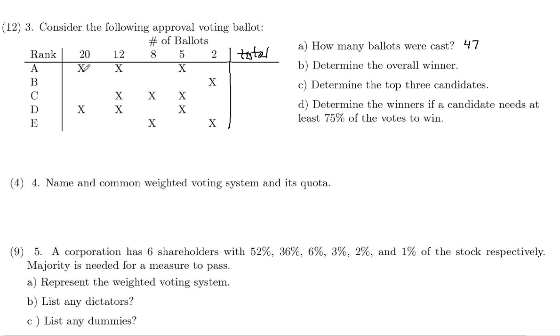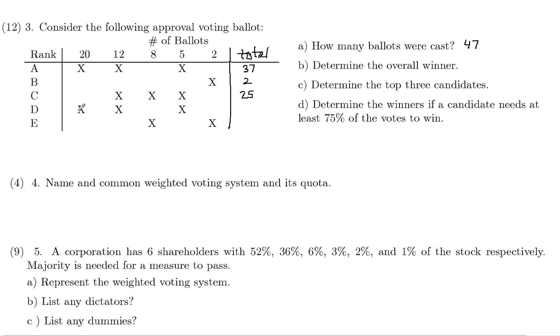The overall winner, A got voted for 20 times here, 12 times here, so that's 32, and 5 is 37. So that's the total votes for A, is 37. And B only got 2 votes here on those ballots. Oh, sucks to be B, huh? C got 12 votes here, and 8 votes here, and 5 more here. So 12 and 8 is 20, and 5 more is 25.